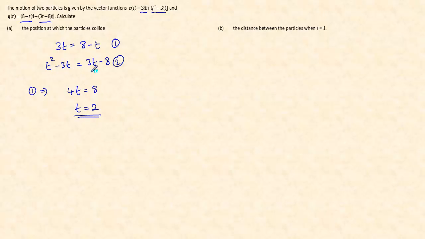Now we could go ahead and solve the quadratic, but the easiest thing to do is for 2, just look at the left hand side. So that will be 2 squared minus 3 times 2, which gives us negative 2. And if we look at the right hand side, that would be 3 lots of 2 take away 8, which is also negative 2, and that indicates that they do collide, that the j components would be the same.